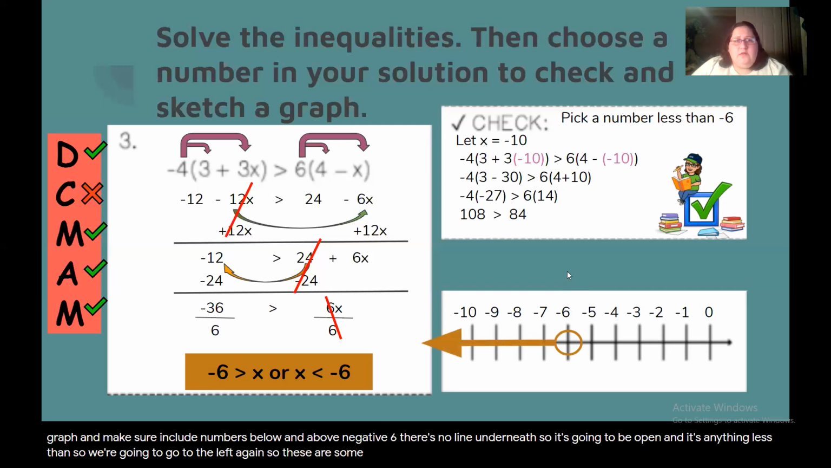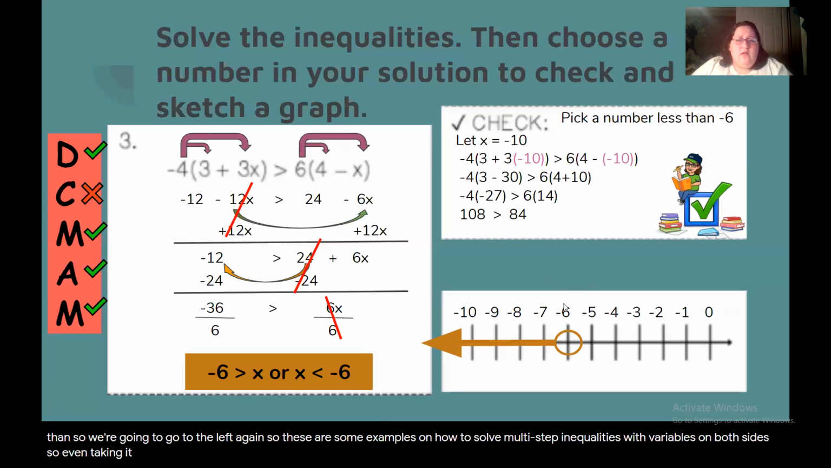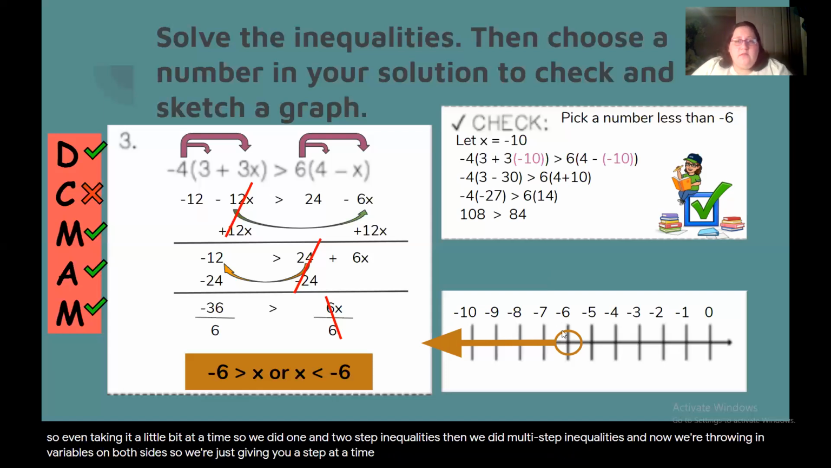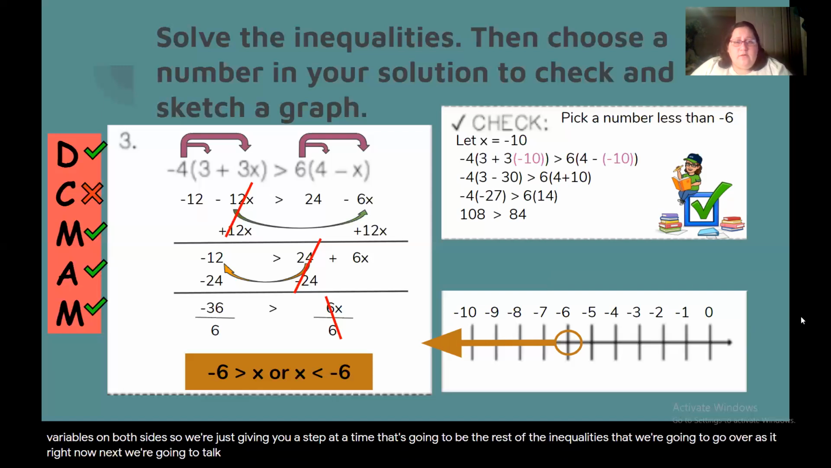So these are some examples on how to solve multi-step inequalities with variables on both sides. So we've been taking it a little bit at a time. So we did 1- and 2-step inequalities, then we did multi-step inequalities, and now we're throwing in variables on both sides. So we're just giving you a step at a time. That's going to be the rest of the inequalities that we're going to go over as of right now. Next, we're going to talk about literal equations.